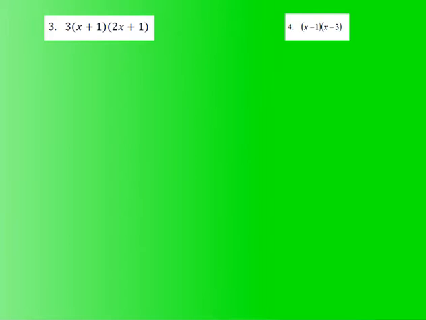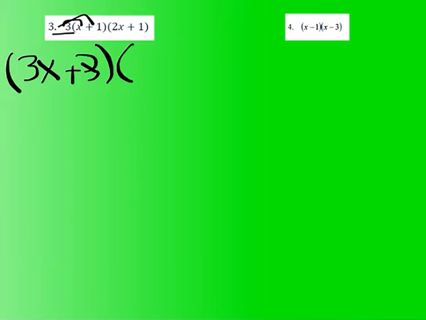Okay, let's take a look at number 3. For number 3, I notice I have a 3 on the outside, so I need to distribute that in, and I'm only going to distribute it into one of the parentheses. 3 times x is 3x, and 3 times 1 is 3. Then I'm going to multiply that by 2x plus 1. Now I can use the box method or FOIL.